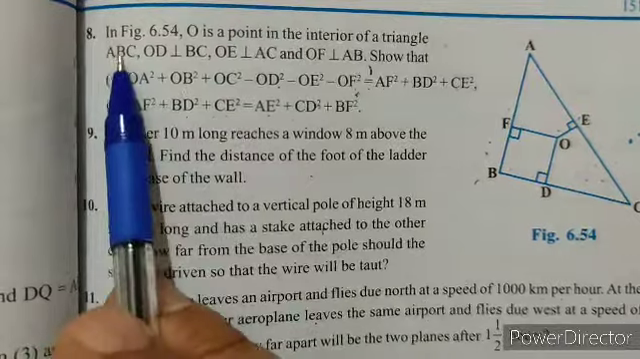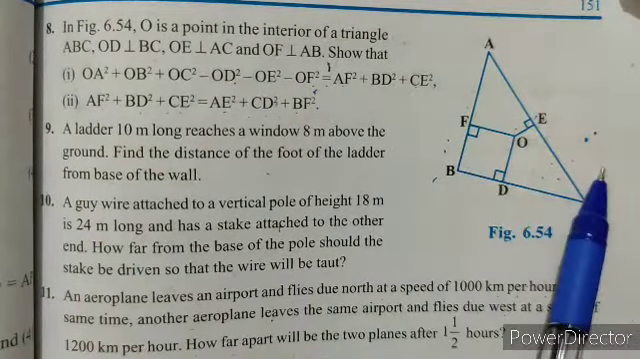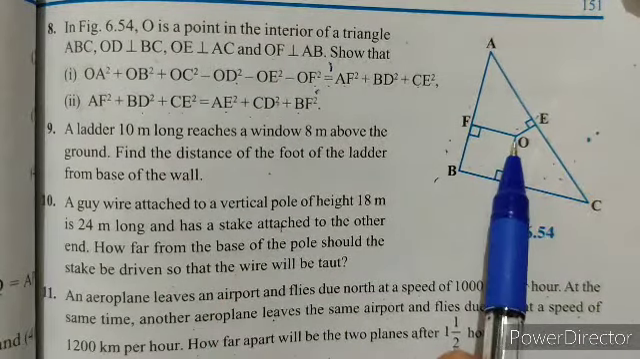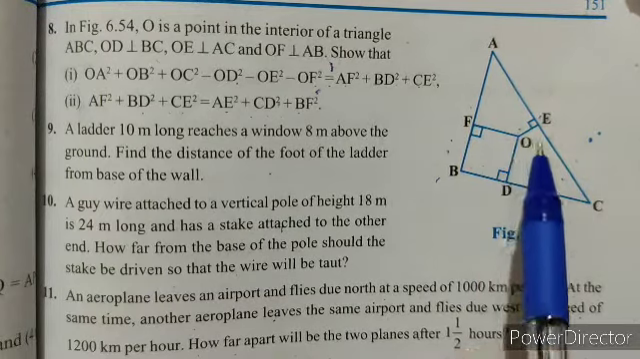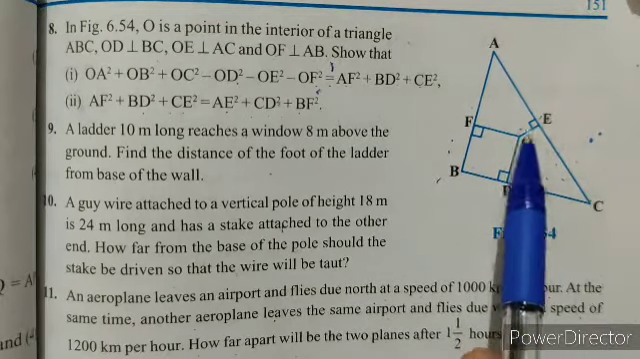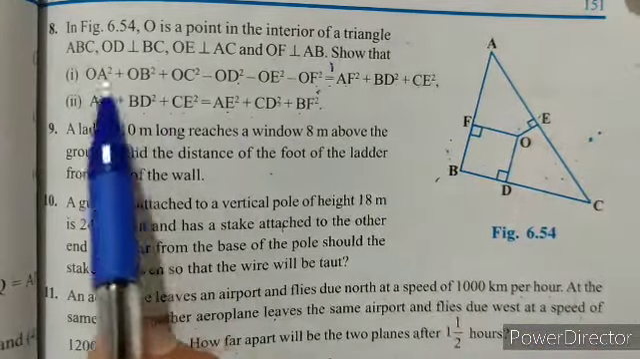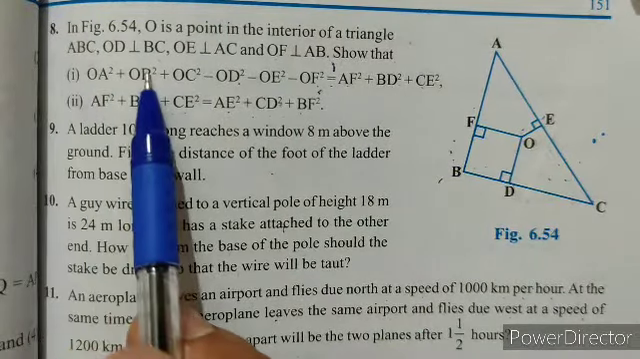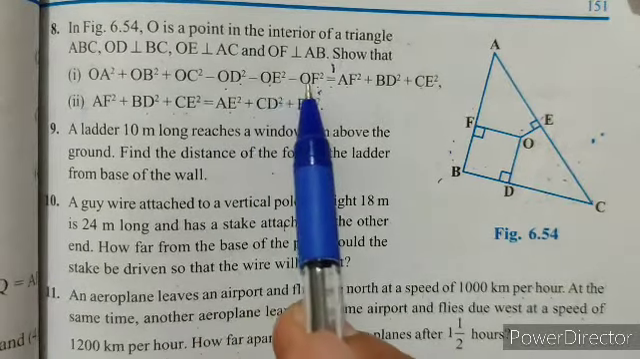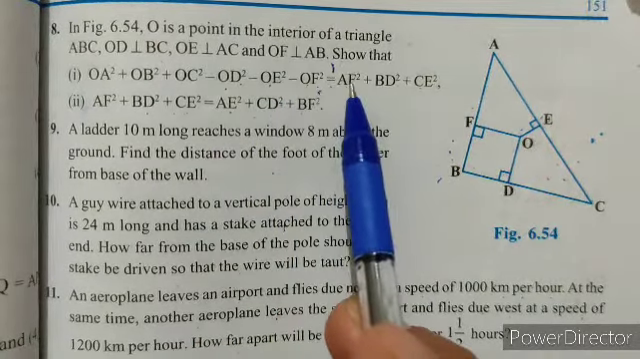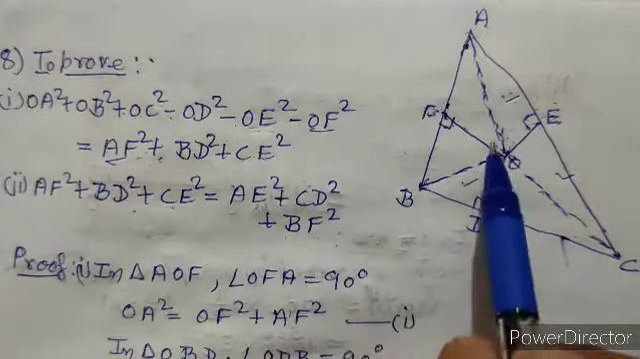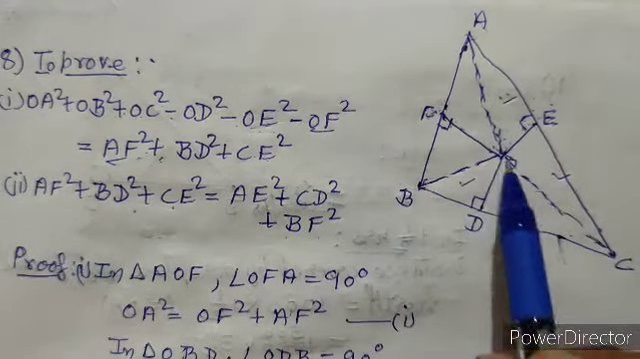In question number 8, triangle ABC is given to us and O is any point in the interior of ABC such that OD is perpendicular to BC, OE is perpendicular to AC, and OF is perpendicular to AB. We have to prove in the first part OA square plus OB square plus OC square minus OD square minus OE square minus OF square equal to AF square plus BD square plus CE square. Now first of all, we will join OA, OB and OC.